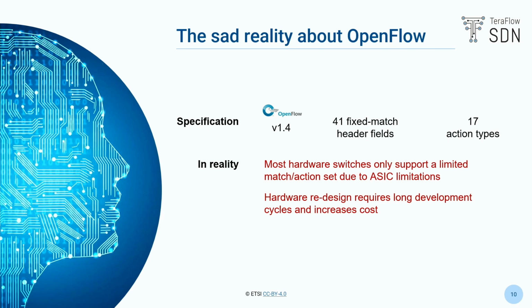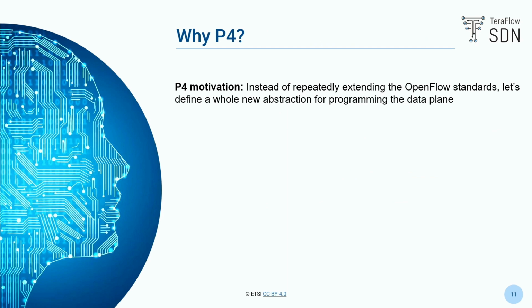The other aspect here is that hardware redesign requires long development cycles and increases the cost. So if we wanted to release a better switch, which was able to support those 41 header fields, we had to go through the entire pipeline of releasing new hardware, designing the chips, testing the chips, releasing the chips, which takes months, if not years. That was the reason, actually, that OpenFlow did not continue, and this is why P4 came into the landscape.